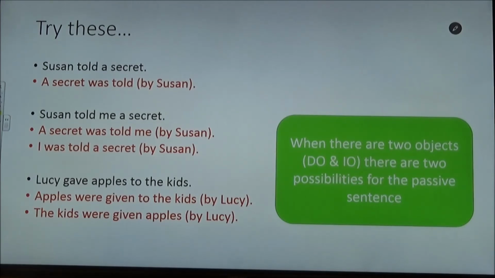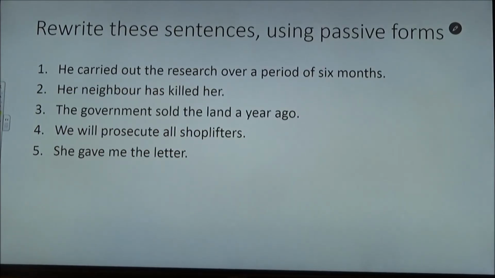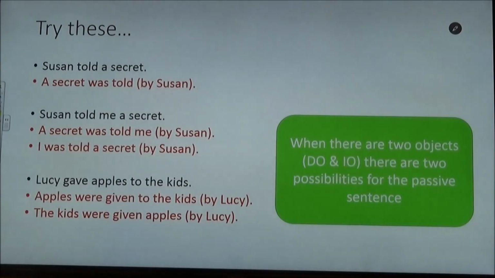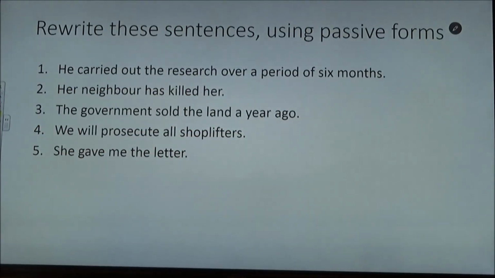Okay. What's next? I think that's it, yeah. Okay. We'll be done really early. Are there any questions so far? No? Then here's the final exercise. I'd like you to rewrite these sentences using passive forms. So these 5 sentences, pay attention to the tenses and make them passive.